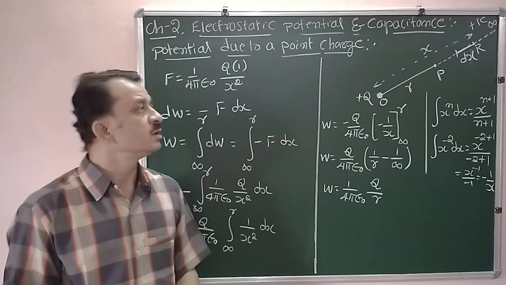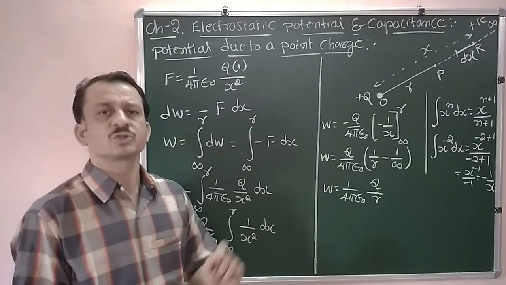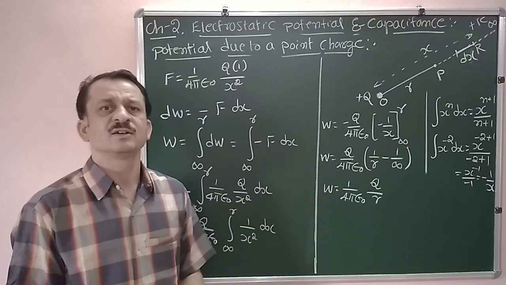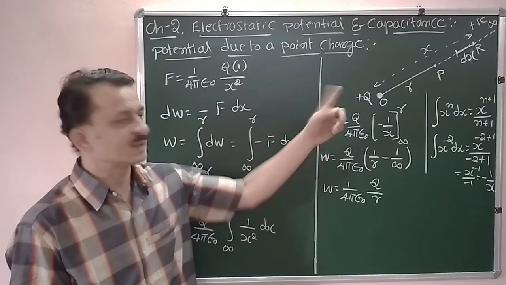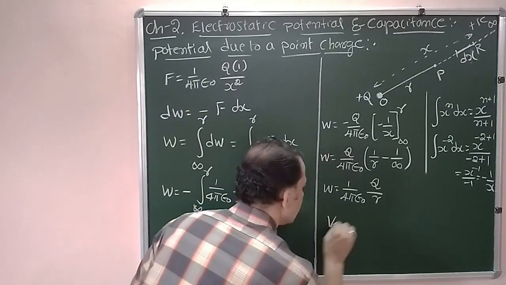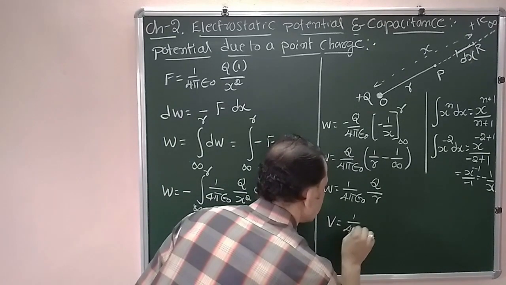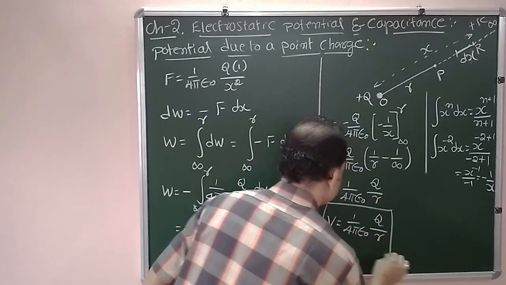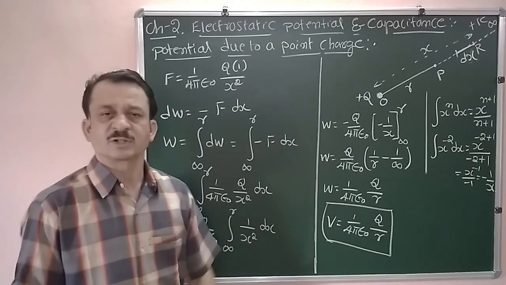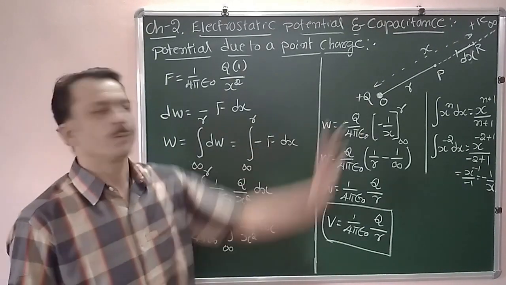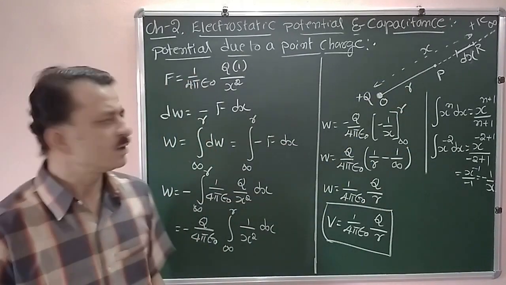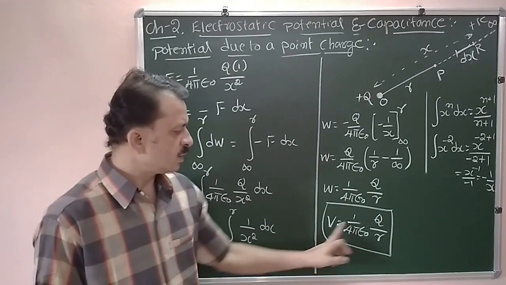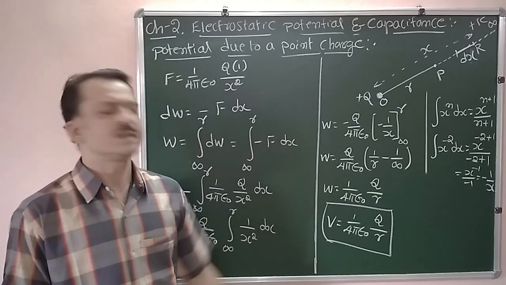But according to the definition, this amount of work done in bringing a unit positive charge from infinity to the given point defines the electrostatic potential at the point P. Therefore, the electrostatic potential at the point P is given by the relation 1 divided by 4 pi epsilon naught into Q divided by R. That is the expression for potential due to a point charge at any point P which is at a distance R. Now look here, this potential is inversely proportional to the distance of the point.